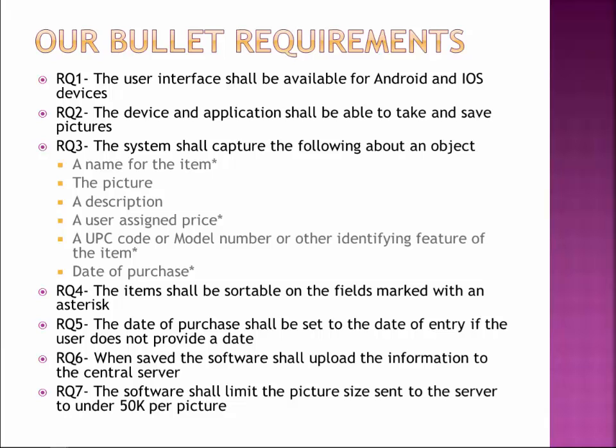Second requirement, the device and application shall be able to take and save pictures. Okay. Yeah, it's a functional need of the system. It doesn't tell me where or how. So from any place I'll take and save pictures. What do I do with the pictures when I take them and save them? But it's a capability. Okay, so we know when we write our little app here, we need to be able to take pictures with it.